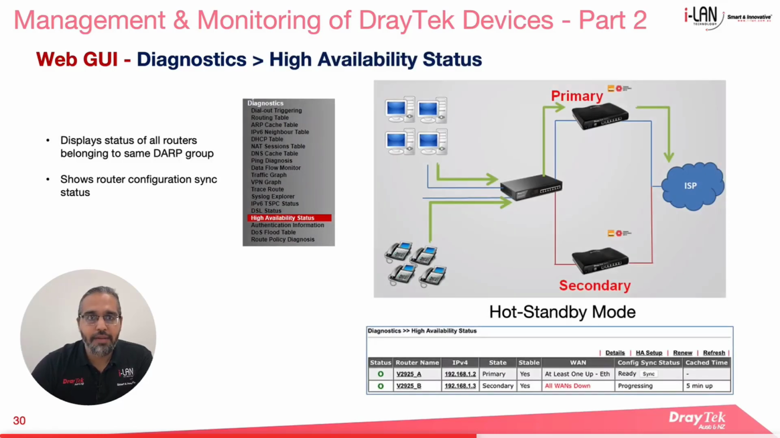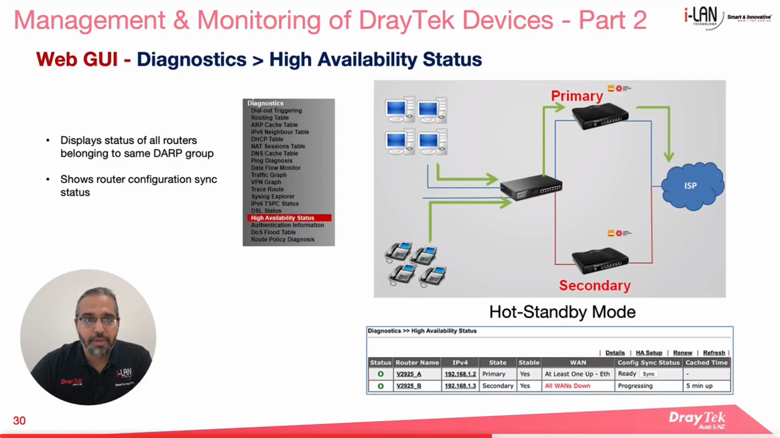Next, we have the high availability status page. It displays status of all routers that belong to the same DARP, that is DrayTek Address Resolution Protocol group. This diagram shows high availability using hot standby mode, where the routers share a common WAN source. The primary router is online, and should it fail, the secondary router will take over and become the primary device, using the same WAN to connect to the internet. The secondary router is always synchronized to the primary.